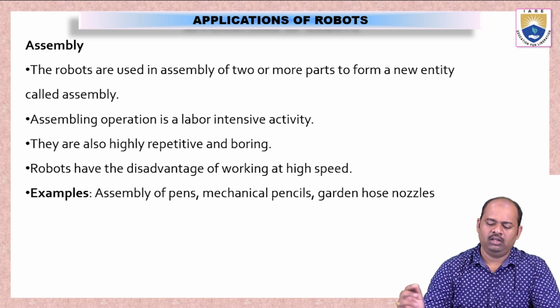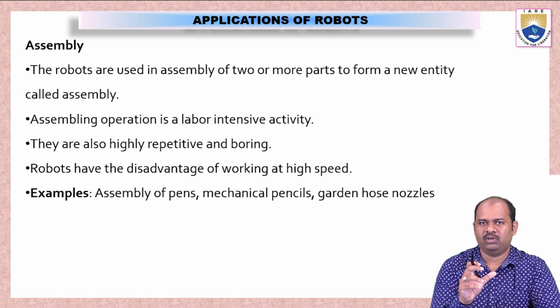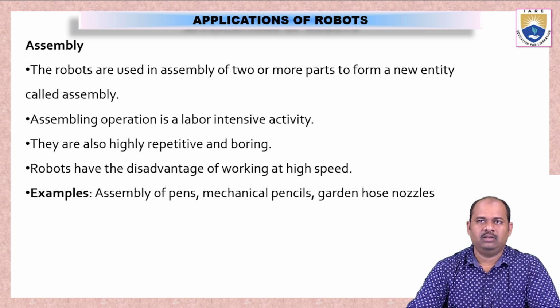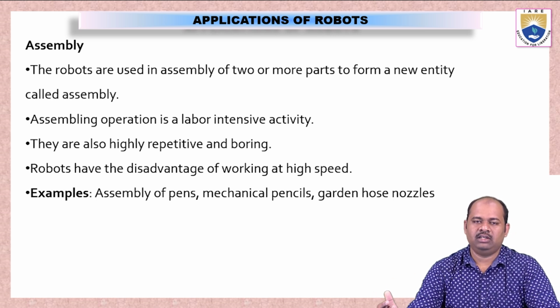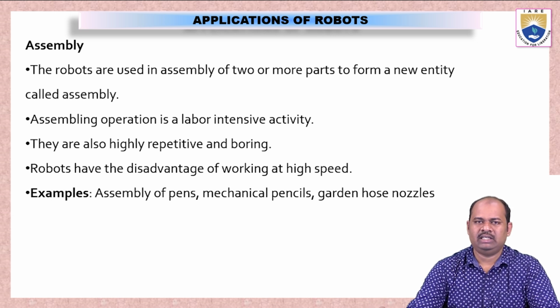humans. Now, for any small applications or assembling small mechanical parts, we need robots because they can do that work precisely without getting any tiredness. That is why robots are being used in the assembly of two or more parts to form a new entity called an assembly. The new entity which is obtained after joining two parts is called an assembly.